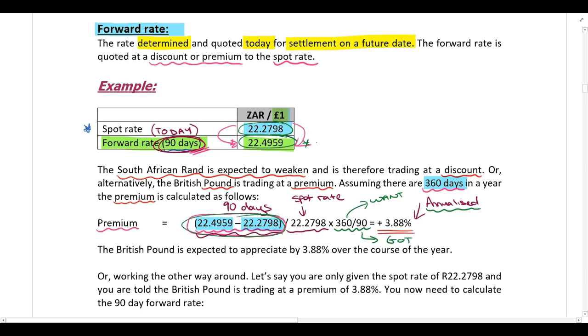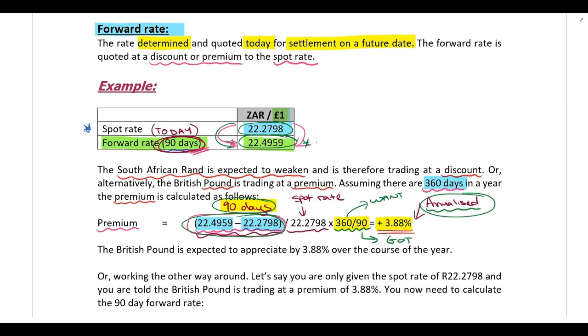This difference that we calculated over here is not the difference over a period of a year. This is a difference in rates over a period of 90 days. So if I just do the calculation like that without multiplying it by 360 over 90, you are going to work out the premium over a period of 90 days. We don't want the premium over a period of 90 days. We want the annualized premium. So what we need to do is we need to multiply it by what we want. We want the annual premium, so we multiply it by 360 and we divide by what we've got. This difference over here is for 90 days. And you can then work out the annual premium.